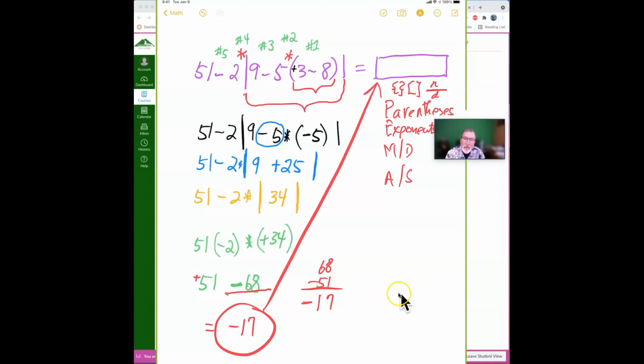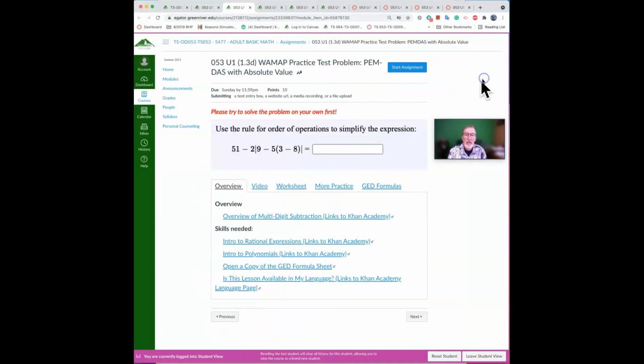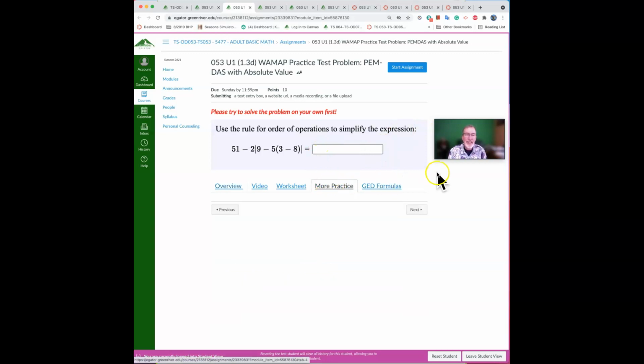So that's how you would work this, and I really would like to see each step written out like this. And please try writing out each step and see if you don't get better answers, more accurate answers, more correct answers. And you can work similar problems at WAMAP to see if you do, or you can use the handy dandy more practice sheet as soon as I put it in there.